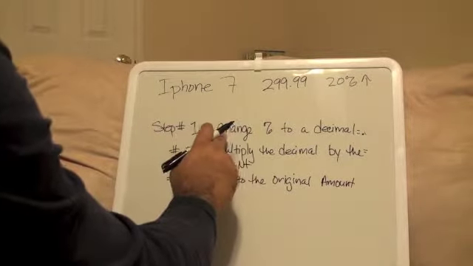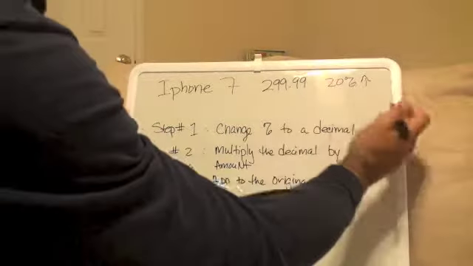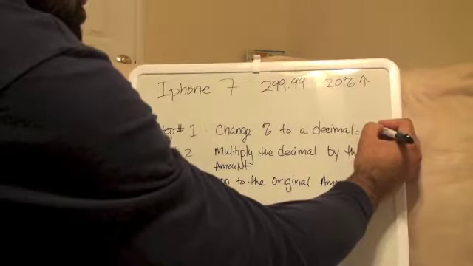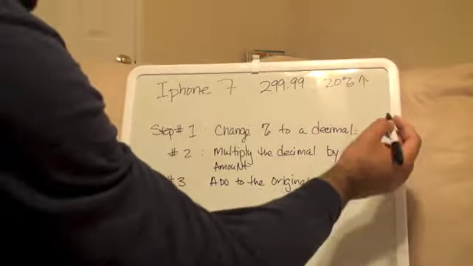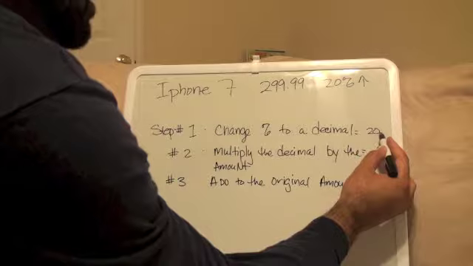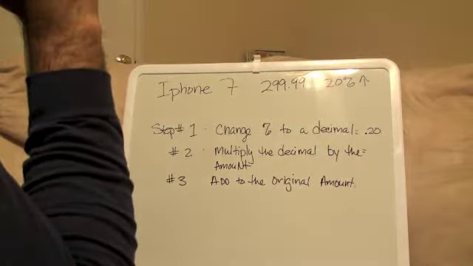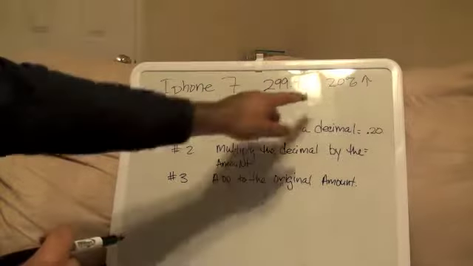First step, we want to change our percent to a decimal. What is my percentage? My percentage is 20. So I'm going to write the same number, 20. And I'm going to start here and move my decimal 2 spots. 1, 2. 0.20. It's the same number up here.